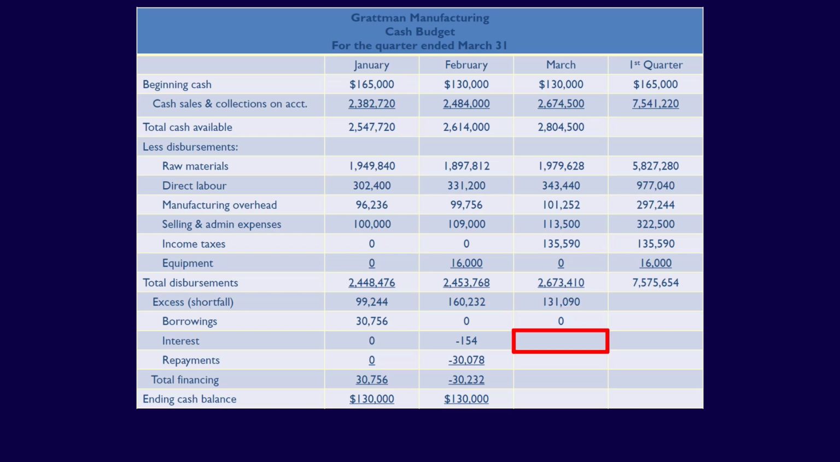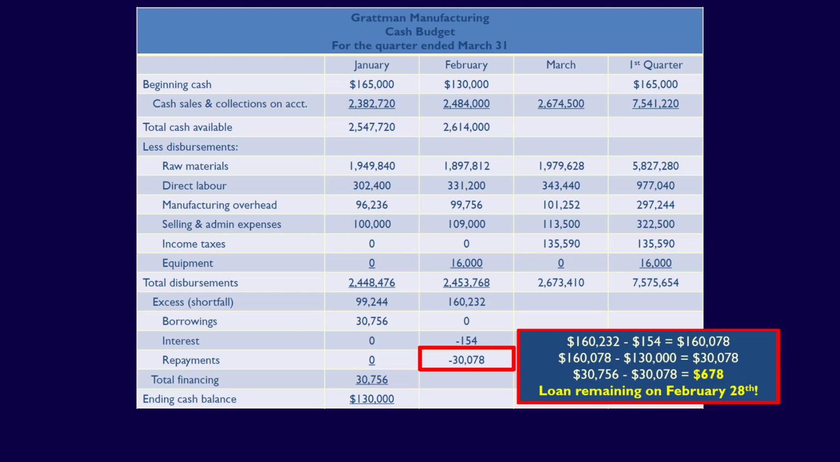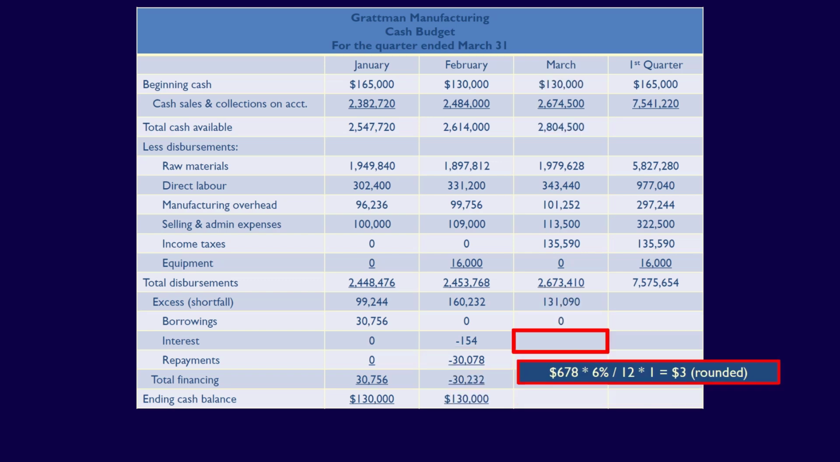How much interest is paid on March 31st? We know from when we were doing the calculations in February that at the end of February, $678 of the loan is still outstanding to be paid in March. That means that $678 of the loan was outstanding for the month of March. We therefore have to calculate the interest paid on March 31st. The remaining loan of $678 multiplied by the interest rate of 6% divided by 12 months multiplied by 1 month is equal to total interest paid on March 31st of $3, rounded. Therefore, we place negative 3 in the interest row under the March column.